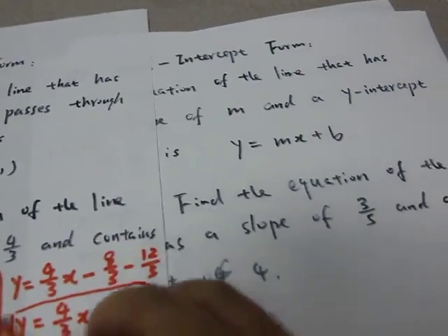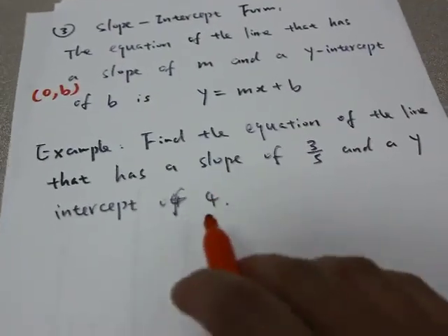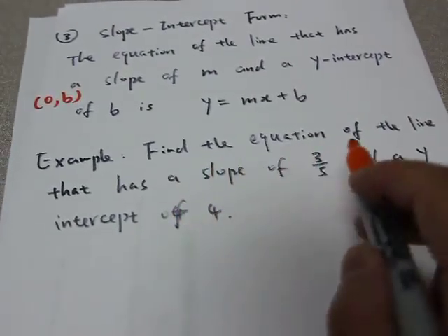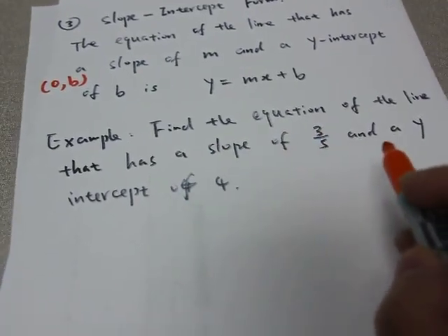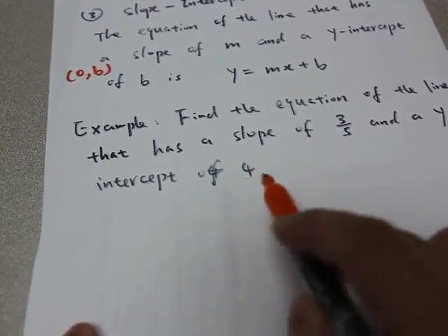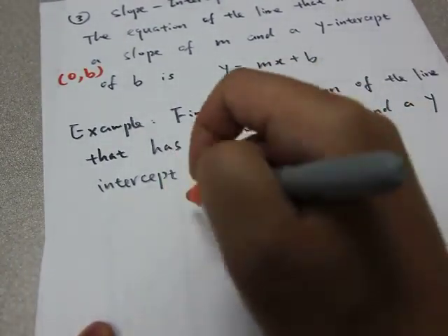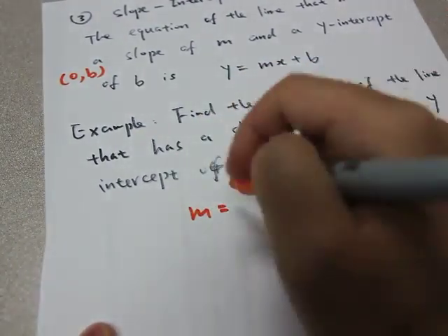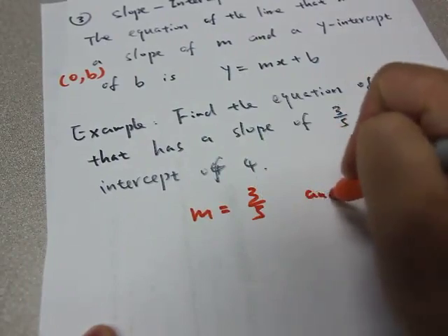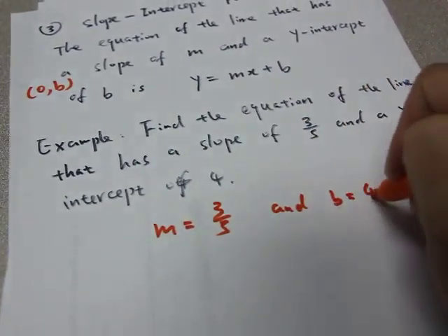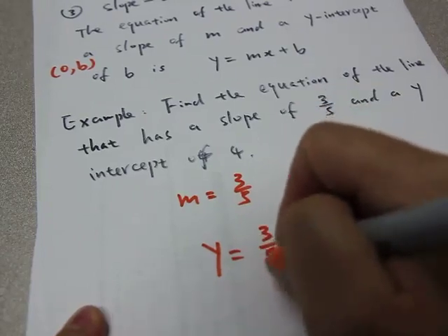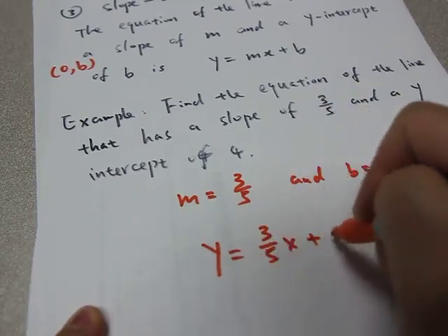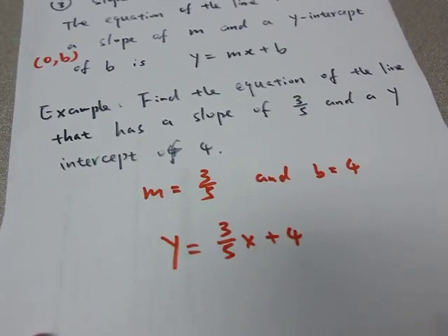Okay. Now let's take a look at another example. Find the equation of the straight line that has a slope of 3 over 5 and a y-intercept of 4. So this means m is 3 over 5 and b equals 4. Therefore, the equation of this straight line is y equals 3 over 5 times x plus 4.